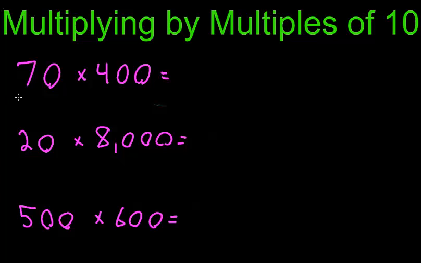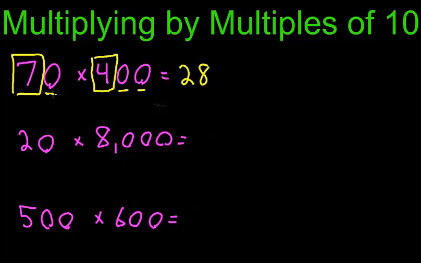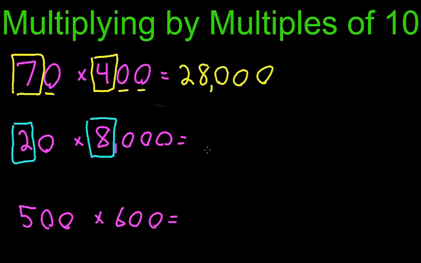Okay, let's look at number 1 and see how you did. We should have first started with 7 times 4. 7 times 4 is 28. Then I should have added 1, 2, 3 zeros to the end for 28,000. On the second one, you should have started with 2 times 8. 2 times 8 is 16. And we need to add 1, 2, 3, 4 zeros at the end for 160,000.